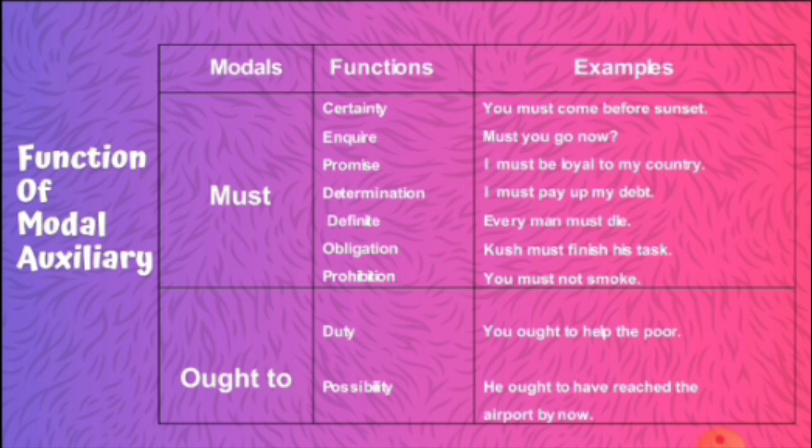Now ought to is a modal auxiliary which is rarely used in the language, because it only shows duty and possibility, when we say you ought to help the poor. So with ought to only positive sentences we can make, and we can only advise the thing which one can do for betterment and upliftment, right? So we only use ought to for those two cases, duty and possibility. The next one is, he ought to have reached the airport by now. So it shows the possibility of someone reaching the airport by now.